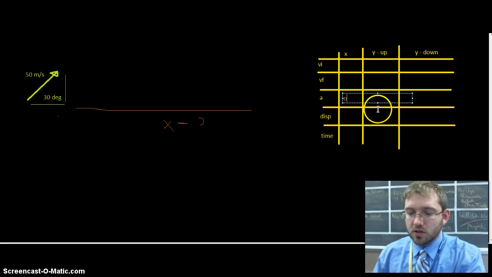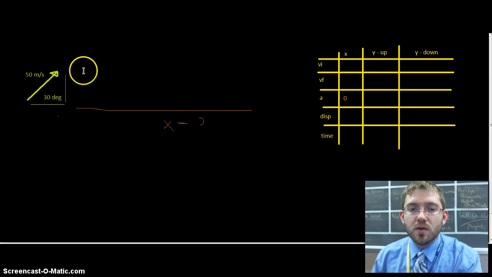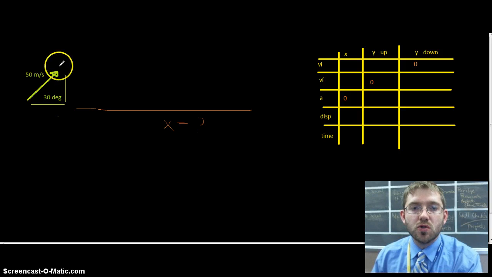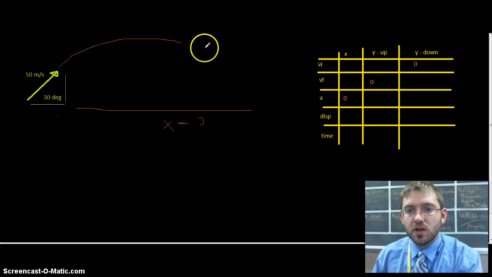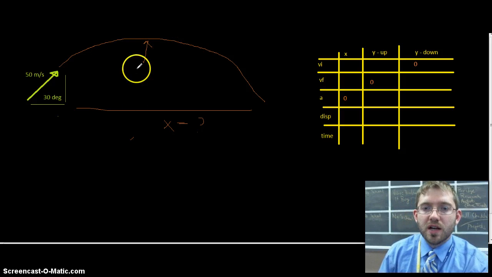I'm not going to write units for the sake of saving on space, but I think you guys are familiar with this. We know the acceleration of the object in the x direction is 0. We know at the apex of the trajectory, the final velocity of the object is 0. So if I draw the trajectory here, the path the projectile takes, at its highest point, right there, I can't draw very well as you can tell.